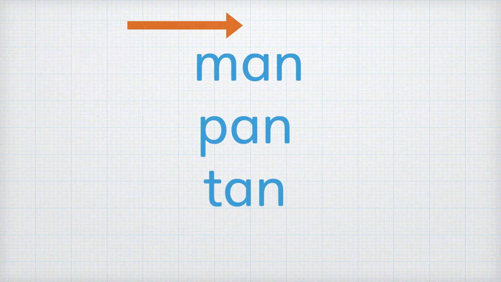Let's make some words. Can you sound them out with me? Now you must start on the left, so we're always going this way, and you have to train your eye to always go this way. Okay, you start. Man, man, man. Pan, pan, pan. Tan, tan.